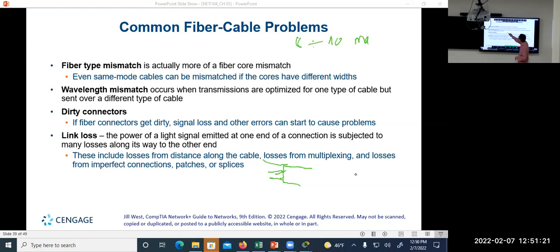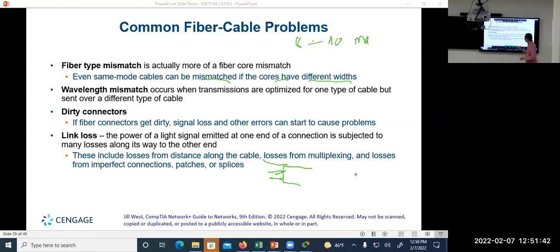That's a problem when you slide them together here. You have the mismatch in the core that have different width here. That is the most common problem when you work with the fiber cable, when you slide them together. And also you have the wavelength mismatch, when transmission is optimized for one type of cable, but not for the second one also.